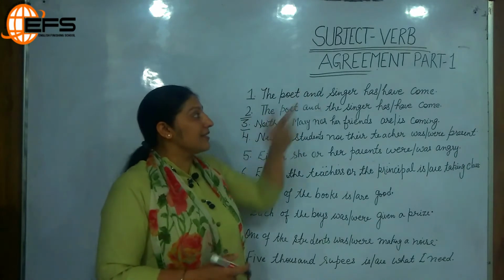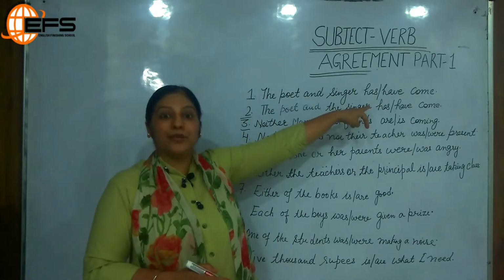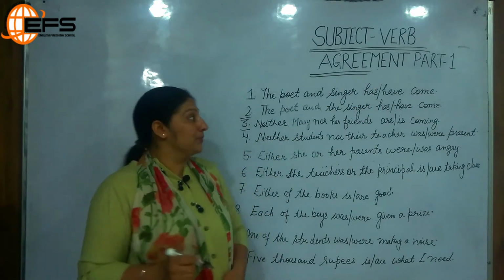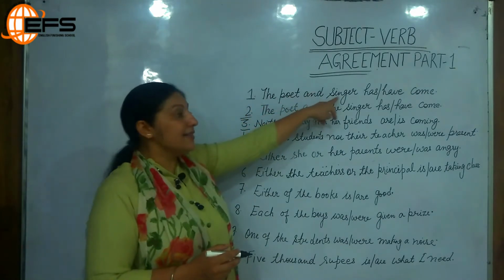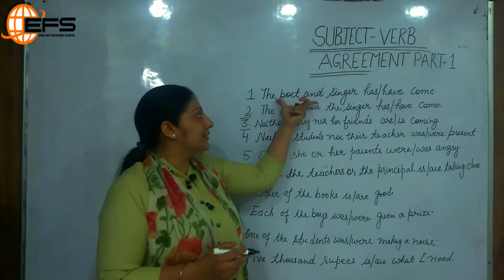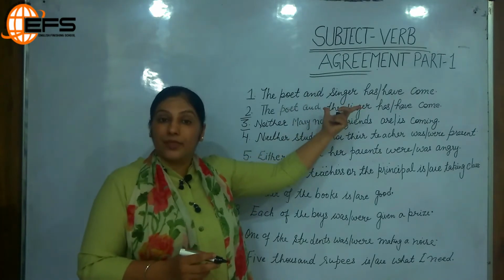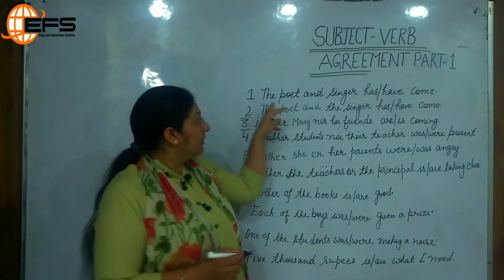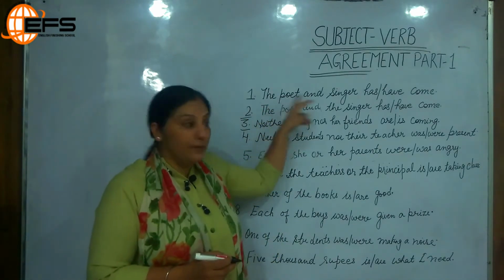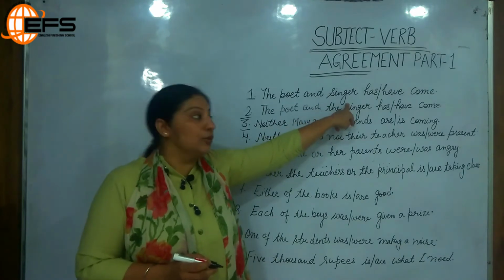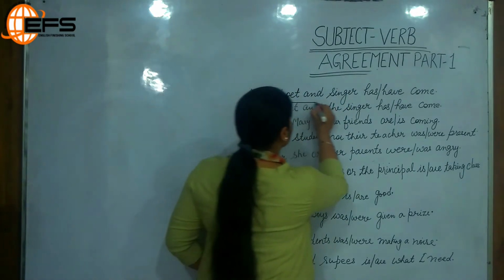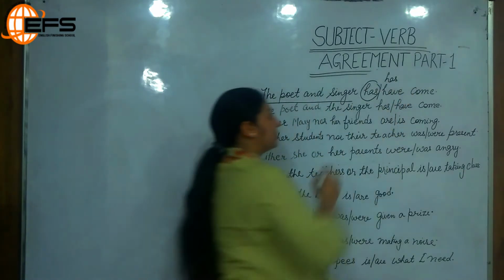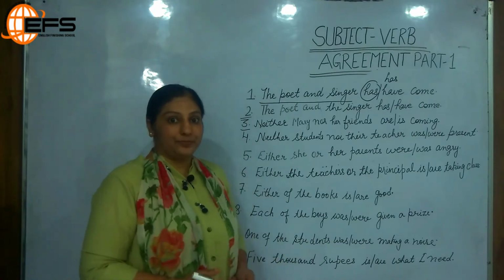The first sentence. The poet and singer has or have, I am giving you an option, come. So what would be the right verb in place here? See, in this particular sentence the subject is this, the poet and singer. But we are talking about only one specific person. The same person is a poet also and the same person is a singer also. So we are talking about only one person here. So we will use a singular verb because a single person is being spoken about as a subject.